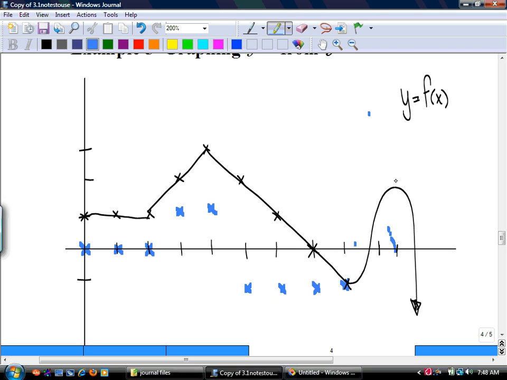And then talk to me about the slope from here on. Really small negative and then really big negative really fast. So if I join up all my blue scribbles, the curve looks like this.